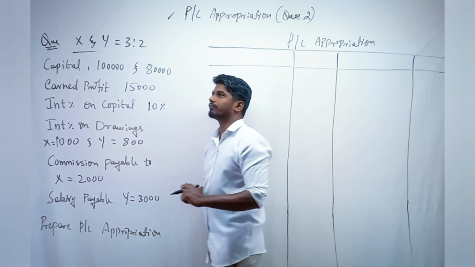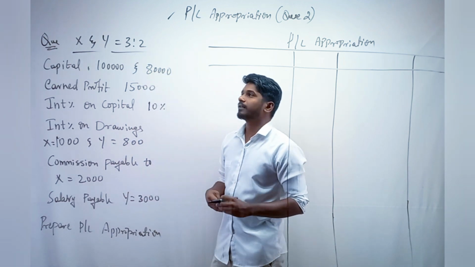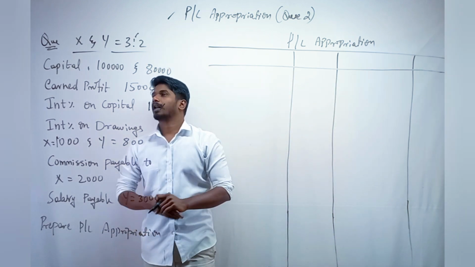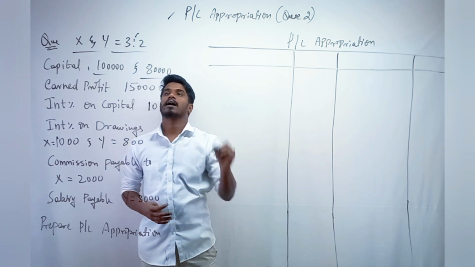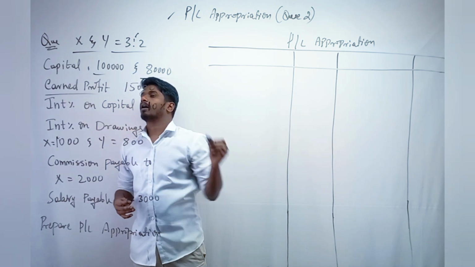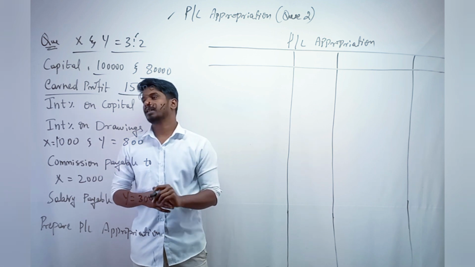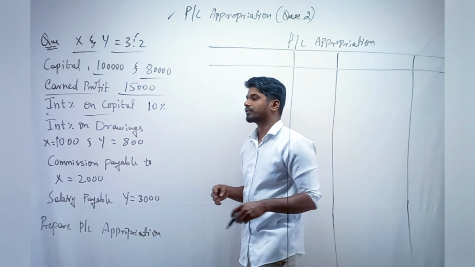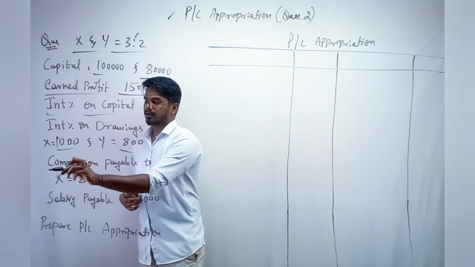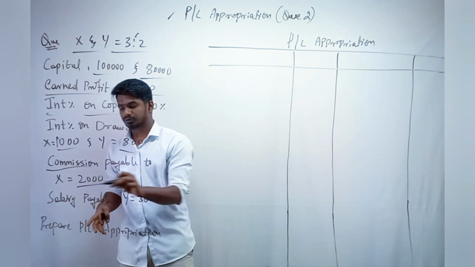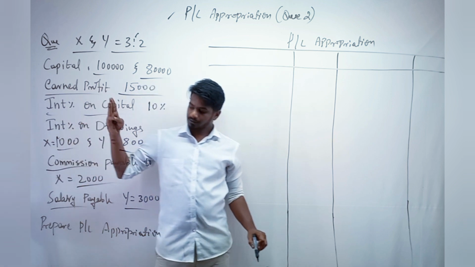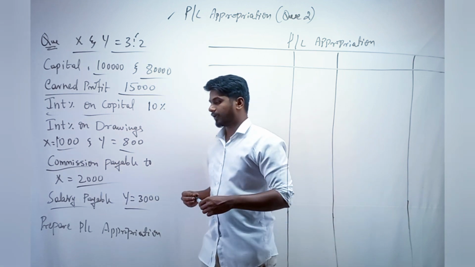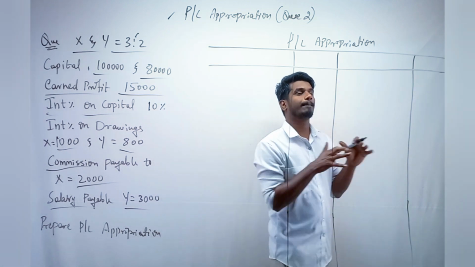So let us read the question first. It is also a similar one, so nothing special. X and Y are partners sharing profit and losses in the ratio 3:2, right? And their capital is 1,80,000, and we have a profit of 15,000, interest on capital 10% and interest on drawings 1,800, and we should pay commission for X 2,000 and salary for Y 3,000. Prepare P&L appropriation. So we'll prepare it in just 2 to 3 minutes, right?